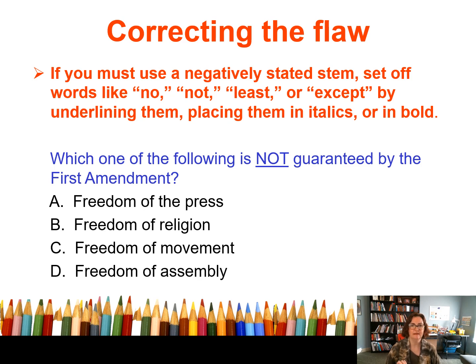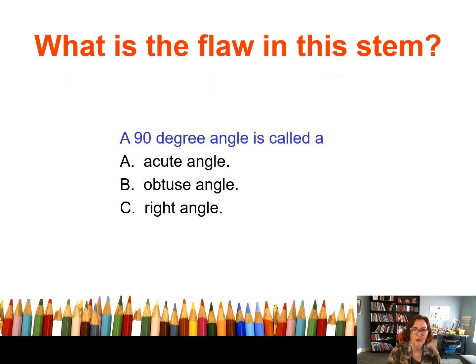Which of the following is not guaranteed by the First Amendment? And remember, whenever possible, you want to flip negatives to positives. Sometimes it doesn't make sense. Like this one, it works. What's the flaw in this STEM?